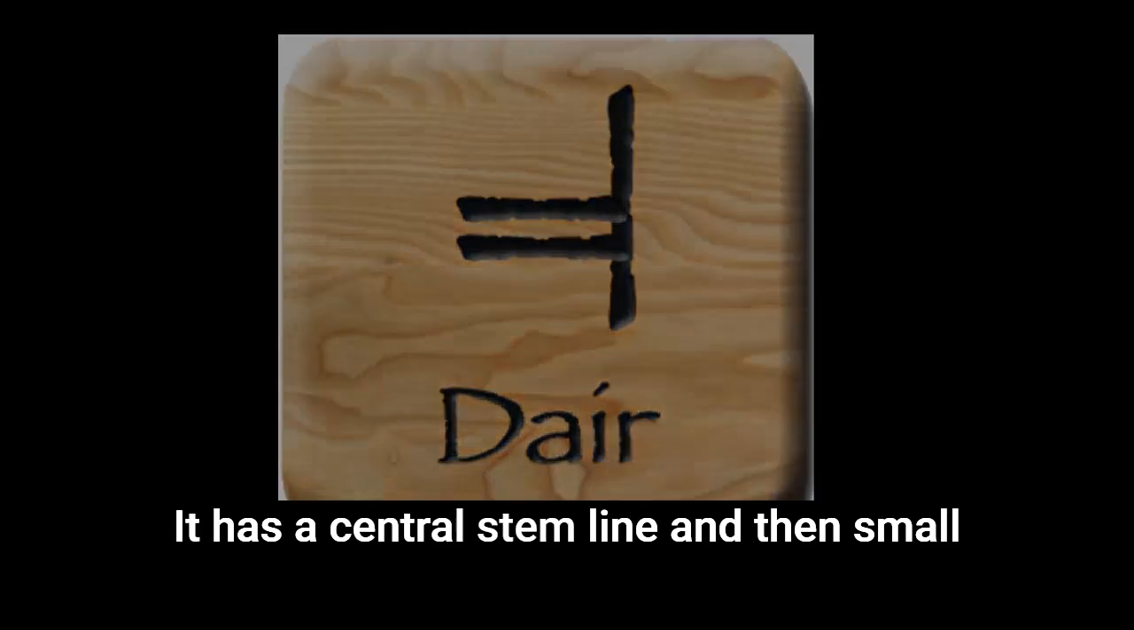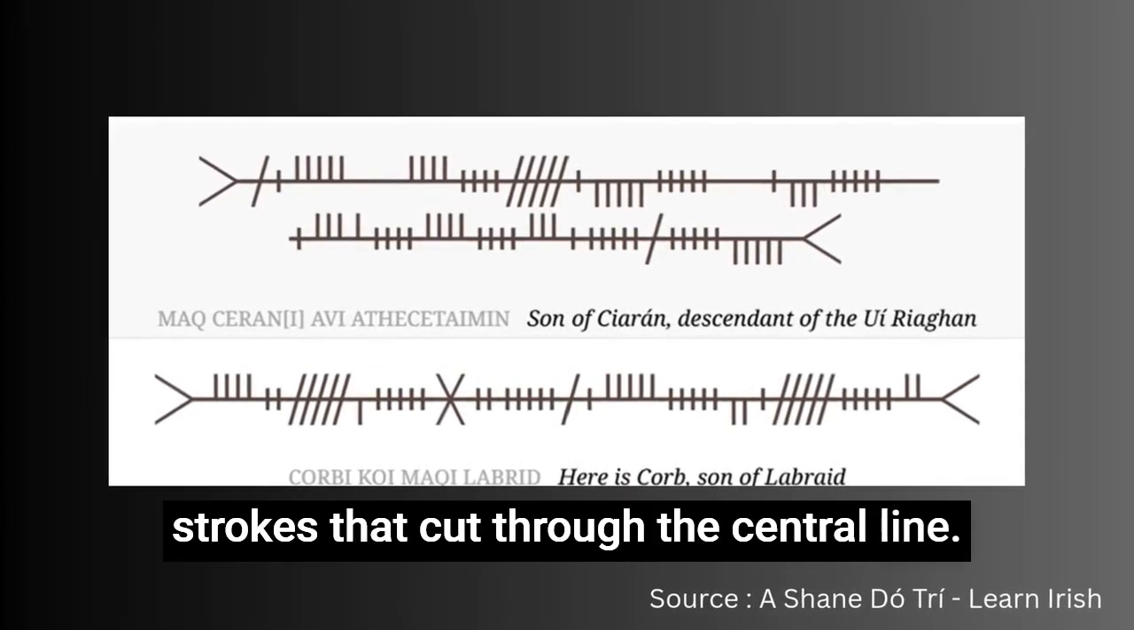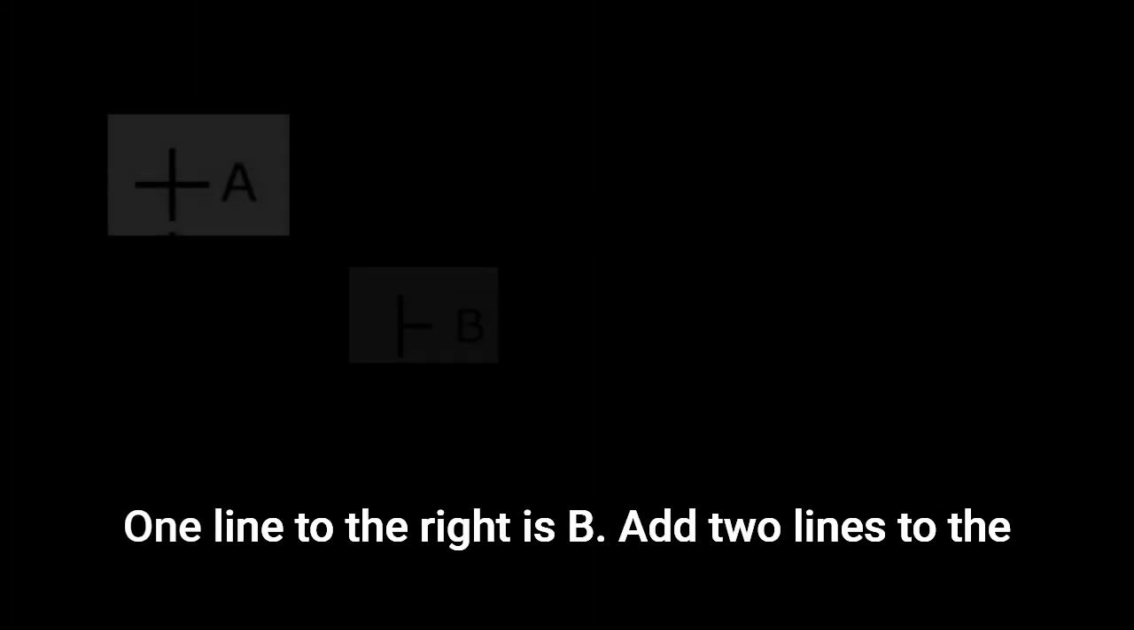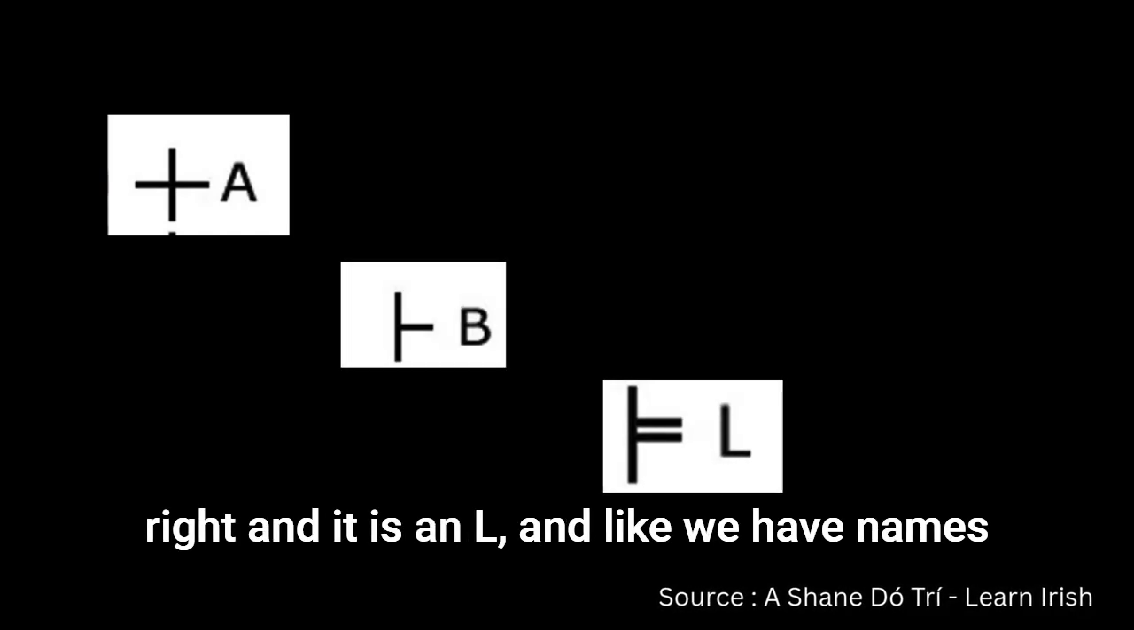It has a central stem line and then small strokes that cut through the central line. So as an example, a line in the center is an A. One line to the right is B. Add two lines to the right and it is an L.